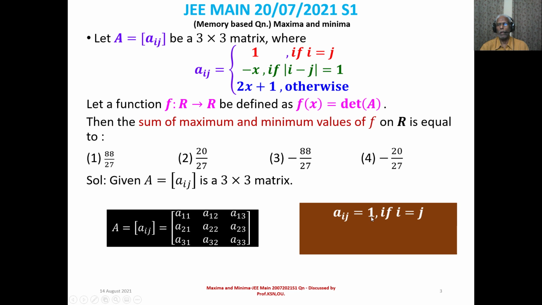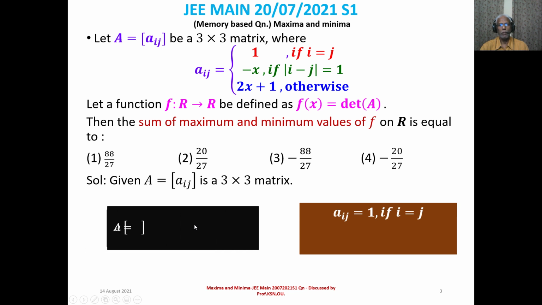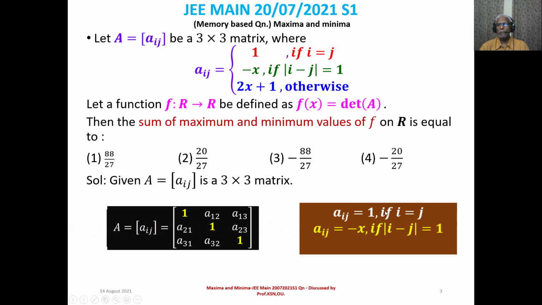Aij is equal to 1 if i is equal to j. That means the diagonal entries are 1. So fill up the diagonal entries: A11 is 1, A22 position 1, A33 position 1. The next one, Aij is equal to minus x if mod of i minus j is equal to 1. That is the modulus of the difference of the indices is equal to 1. Then Aij will take the value minus x.